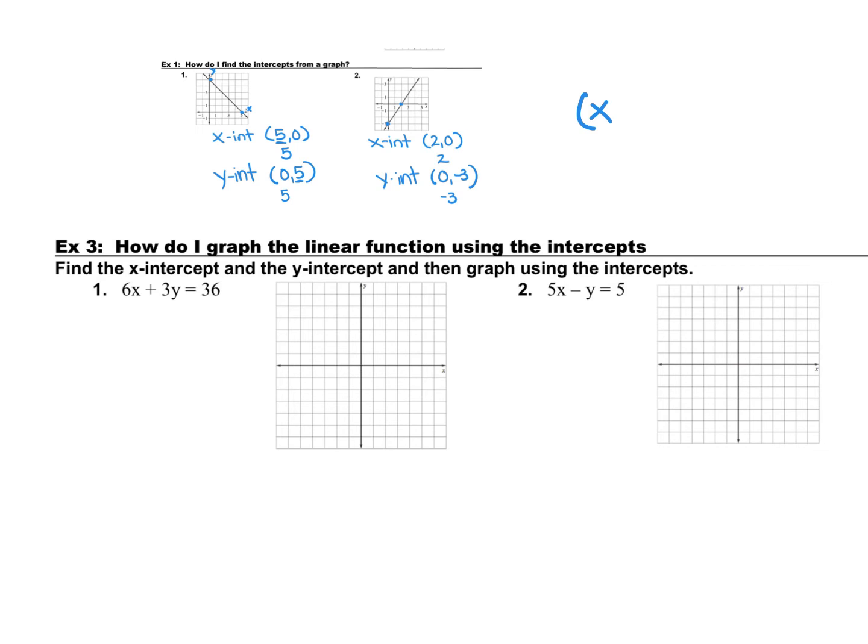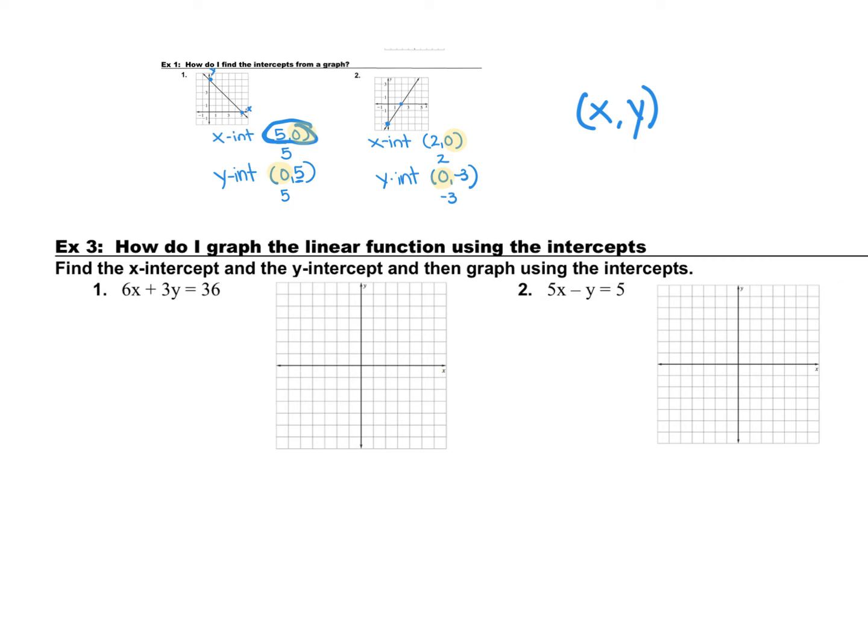Remember that when you have a coordinate, your x is always first and then you've got your y. And so when we're looking at this x-intercept right here of (5, 0), notice that for the x-intercept, the y-coordinate is 0. And then notice for the y-intercept that the x-coordinate is 0. The same thing for number 2: when you've got the x-intercept, the y-coordinate is 0, and when you have the y-intercept, the x-coordinate is 0.